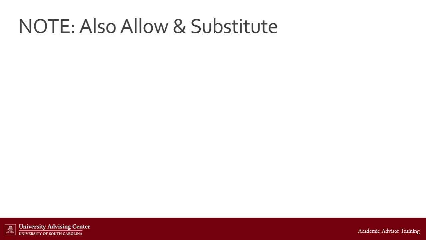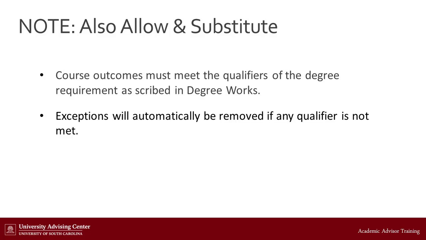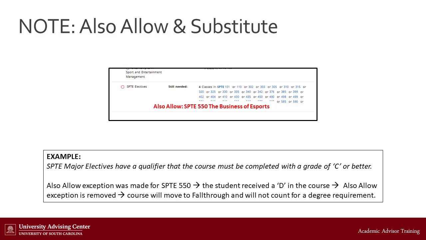Note for also allow and substitute. The outcome for the course exception must meet the qualifiers for the degree requirement as scribed in DegreeWorks. Exceptions will automatically be removed if any qualifier is not met upon completion of the course. For example, SPTE major electives have a qualifier that the course must be completed with a grade of C or better. If an also allow exception was made for SPTE 550 and the student received a D in the course, the exception would be removed and the course would move to the fall-through area and not count for a degree requirement.